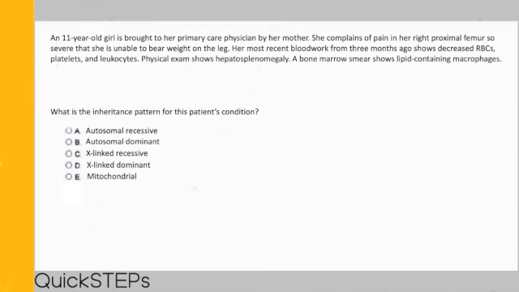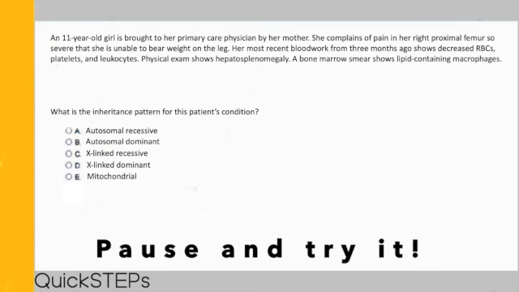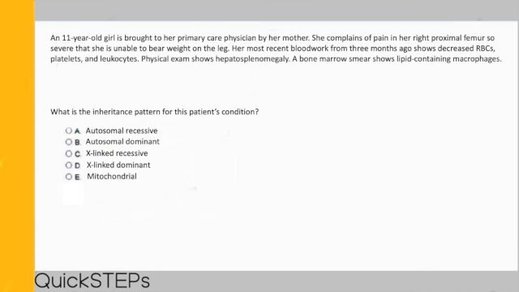Okay, so since this is the second to last question, I want to give this one a shot, and we'll go over it together. I'll give you about 10-15 seconds. Feel free to pause me. All right, so what keywords did you find? What helps you with this question? Hopefully, you made note of the femoral pain, the pancytopenia, the hepatosplenomegaly, and the lipid-containing macrophages. So which condition best suits this?